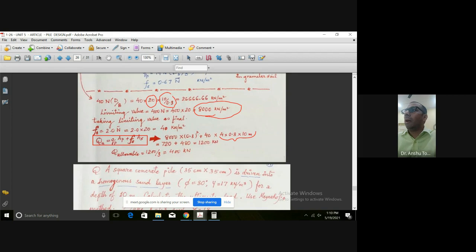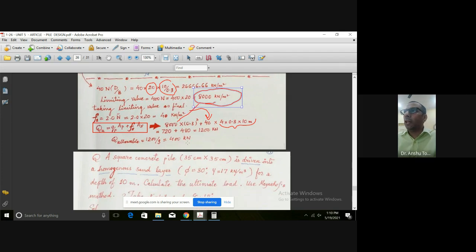So this is, I am having skin friction resistance. With Fs, I have already calculated from here. This is the Fs. This is skin friction resistance per unit meter run. And this is the value we have got, QP, from here. And this is the area. So adding both the values, I will be getting 1200 kilonewton.